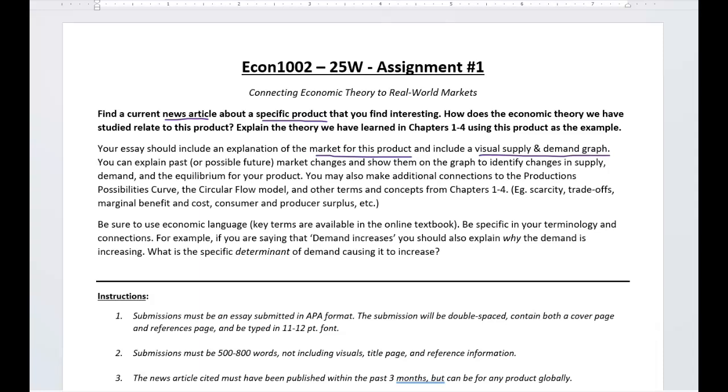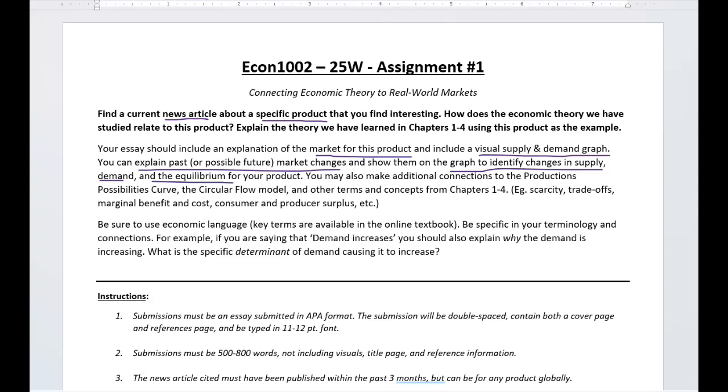So, what is changing in that marketplace, and how has that affected supply and demand, or how might it affect supply and demand in the future? Are we seeing shifts of the curves, and in what direction? What's going on with this particular product? So, using both written explanation and visual explanation, explain these market changes, these changes to supply and demand, and then show on the graph how those changes are working. What's happening with the curves, what might be happening with equilibrium, and so on.